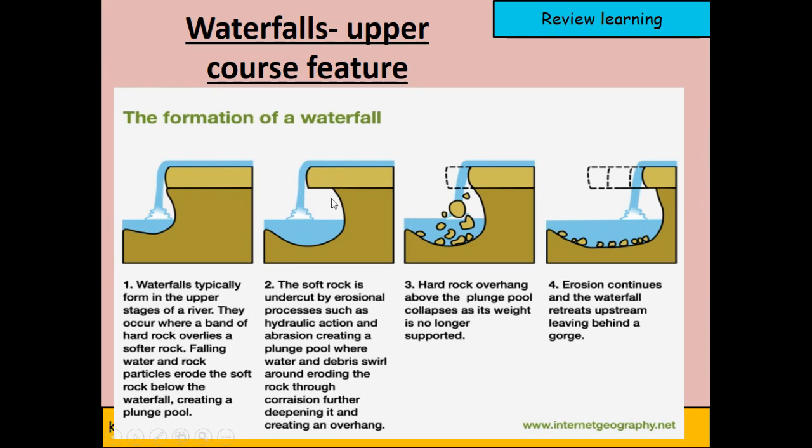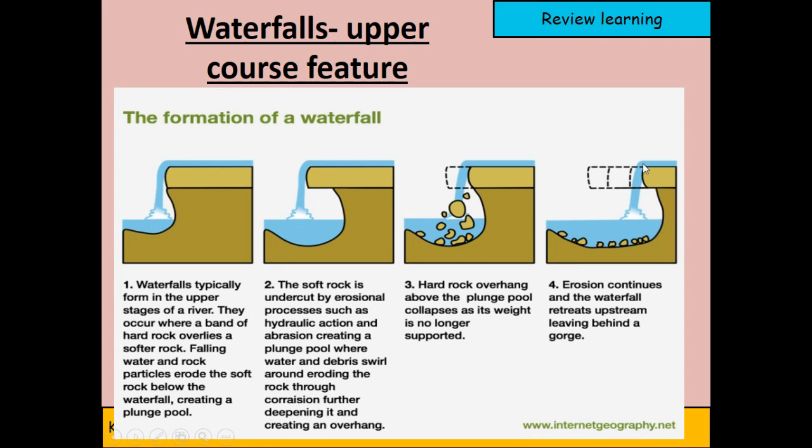So you've got here the plunge pool being eroded by that water. Eventually this harder rock will become top heavy and it will fall down. You can see in this third diagram that the overhang has now started to collapse and those rocks will fall into the plunge pool.